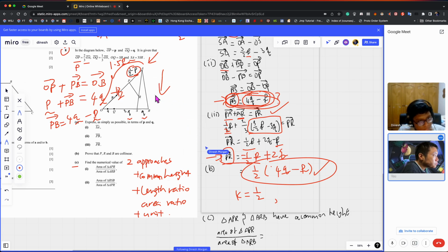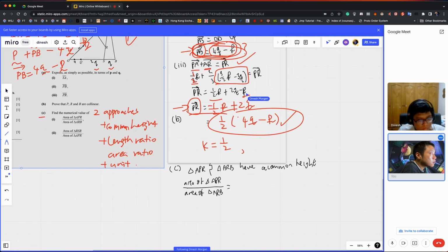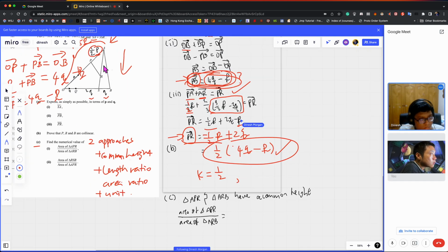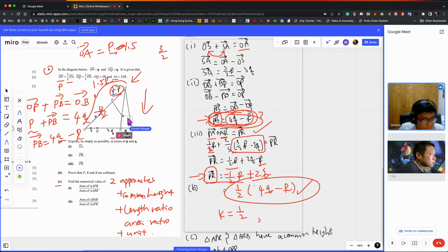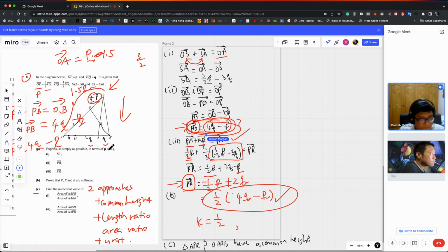APR, ARB. Oh, that means you need to insert a line here, right? Oh, well. No. Oh yeah, this one here on the diagram. PR over RB. Wait, don't I have PR? No. So yes, different base but common height. Okay. Probably somewhere here, common height.